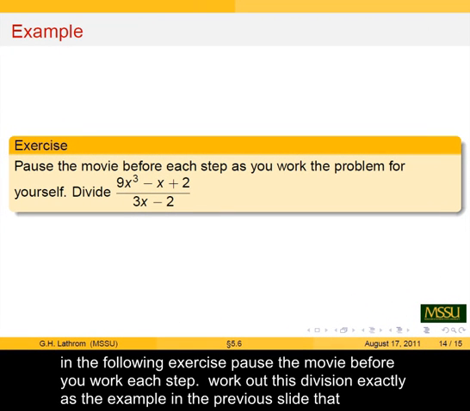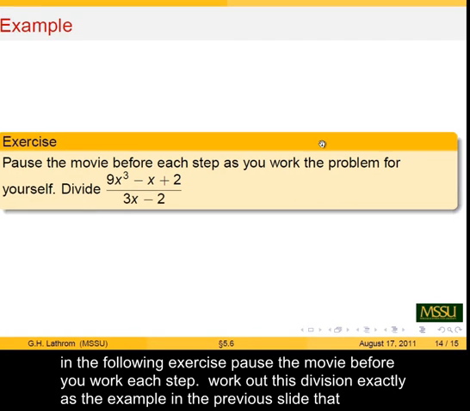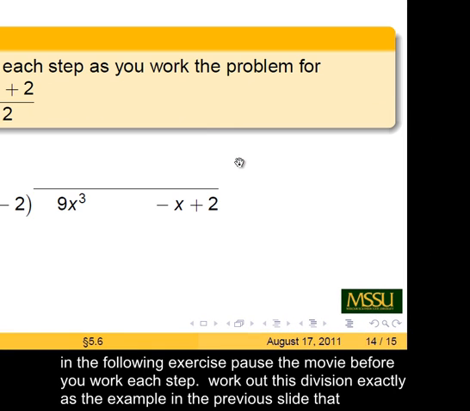In the following exercise, pause the movie before you work each step. So you'll work out this division exactly as the example in the previous slide, but pause as you go through each step to see that you're doing things exactly the same.